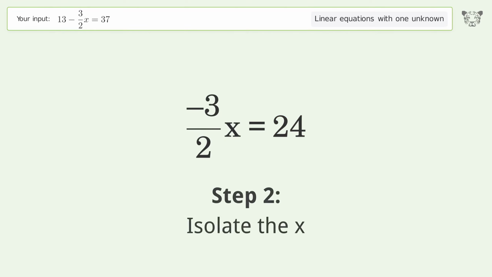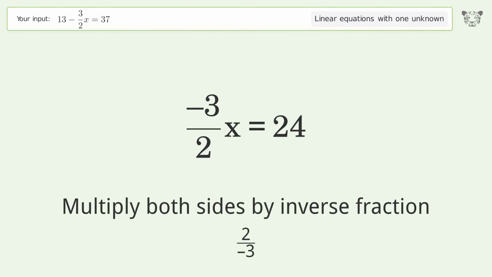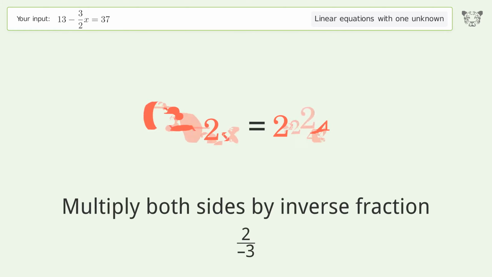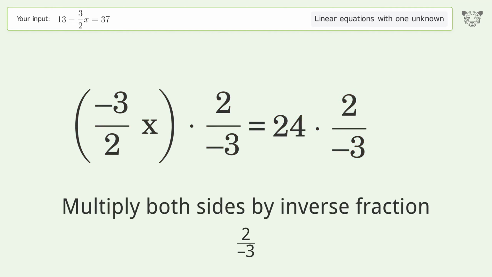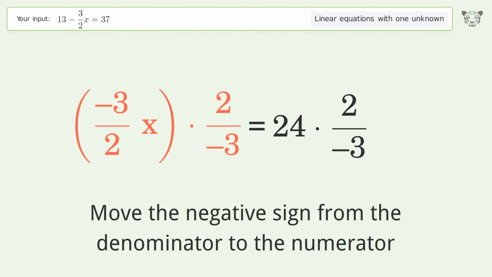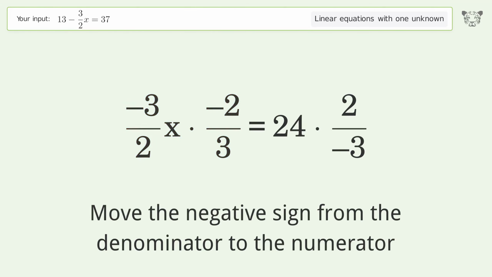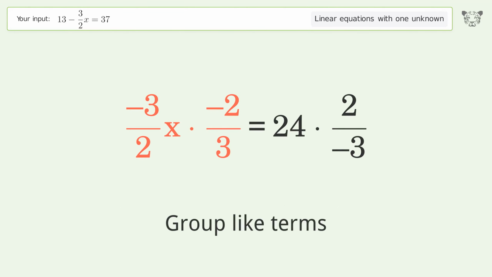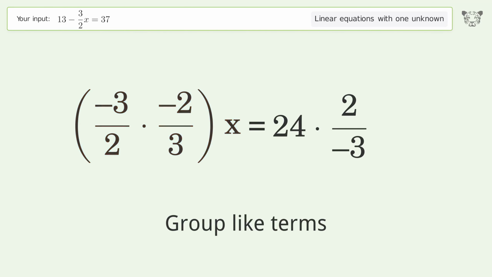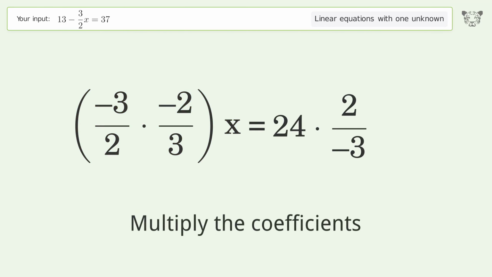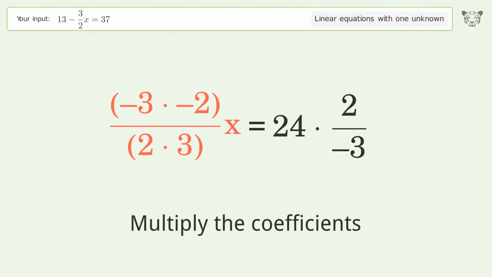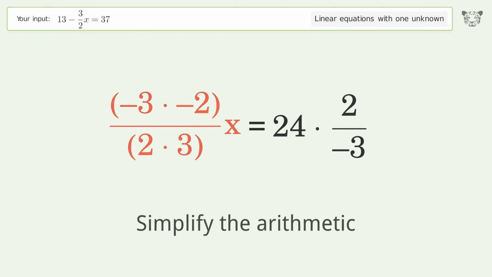Isolate the x. Multiply both sides by inverse fraction 2 over -3. Move the negative sign from the denominator to the numerator. Group like terms. Multiply the coefficients. Simplify the arithmetic.